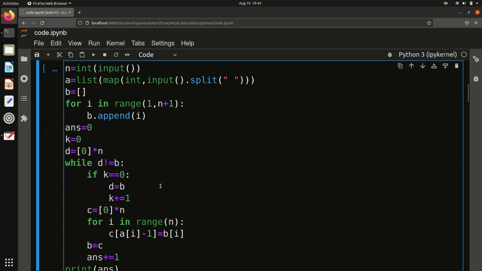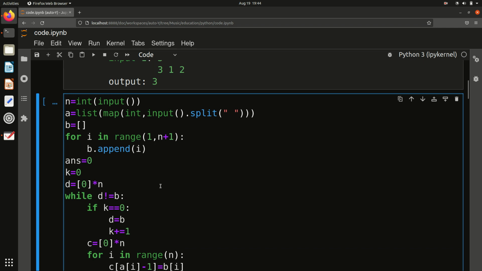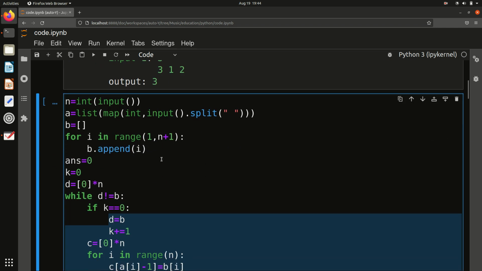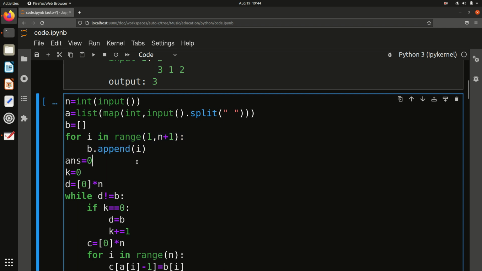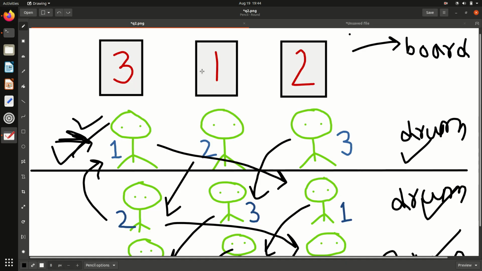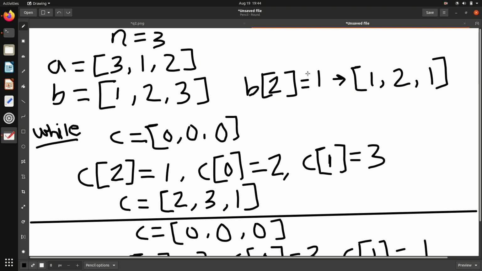Now let us see the code. As you can see, the code is not that lengthy. There is one while loop and one for loop. That's all. Before seeing the code, let us do some dry run.